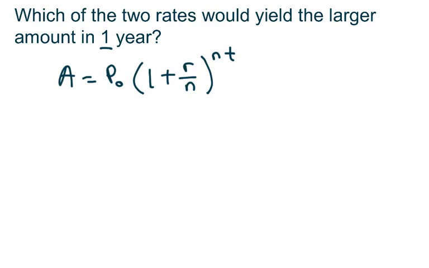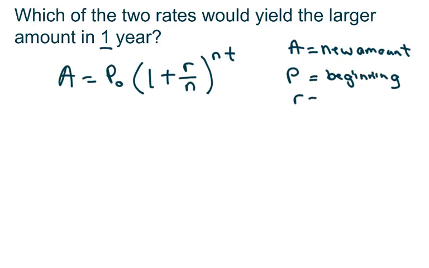So A is your new amount. P is your beginning amount. R is your rate of interest in decimal form. And T is your time. And N is the number of times per year.